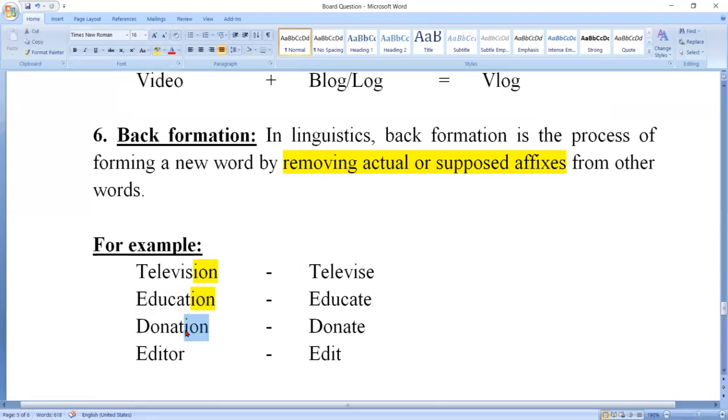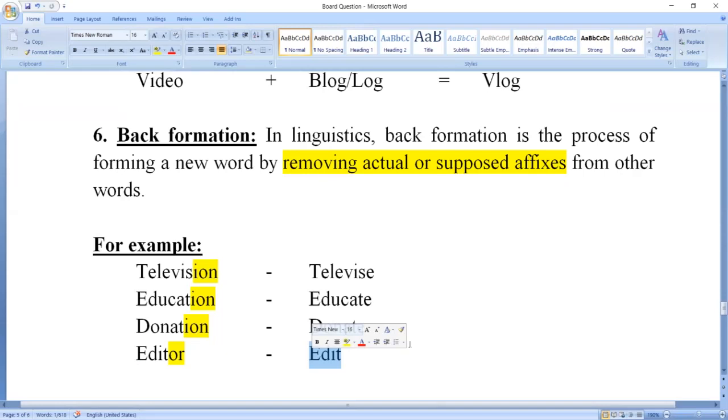From the word donation, we have also removed ION and made a new word, donate. From the editor, we have removed OR and got the word edit. So in this way, by removing the suffixes or prefixes, we can get backward, that is, the base word.